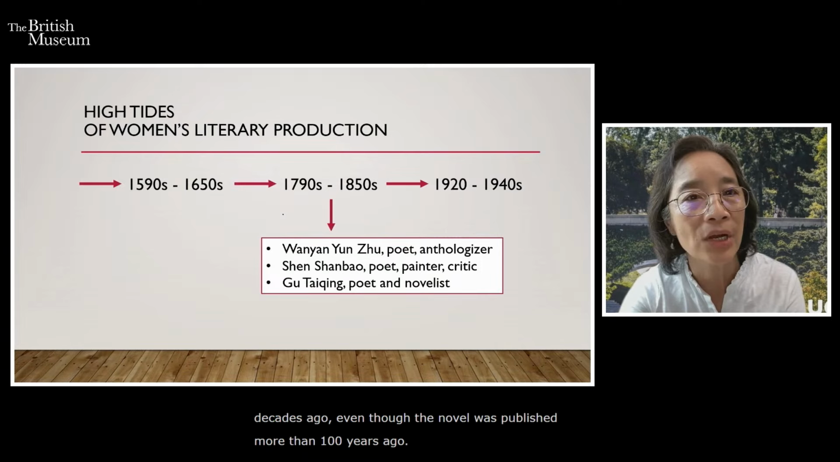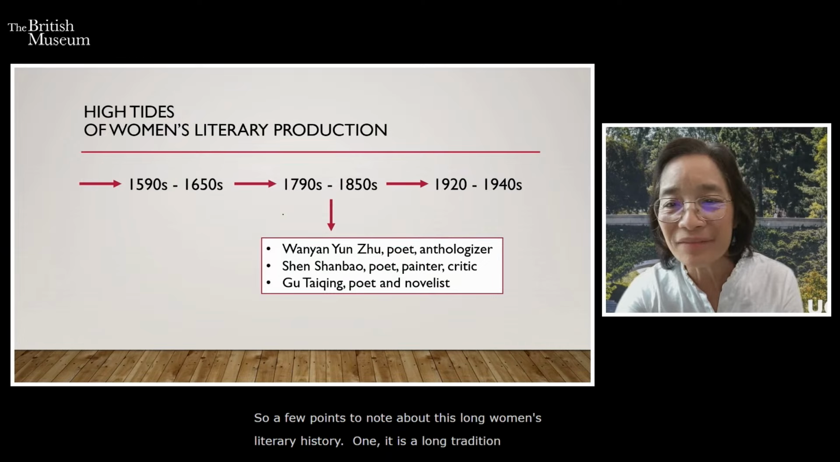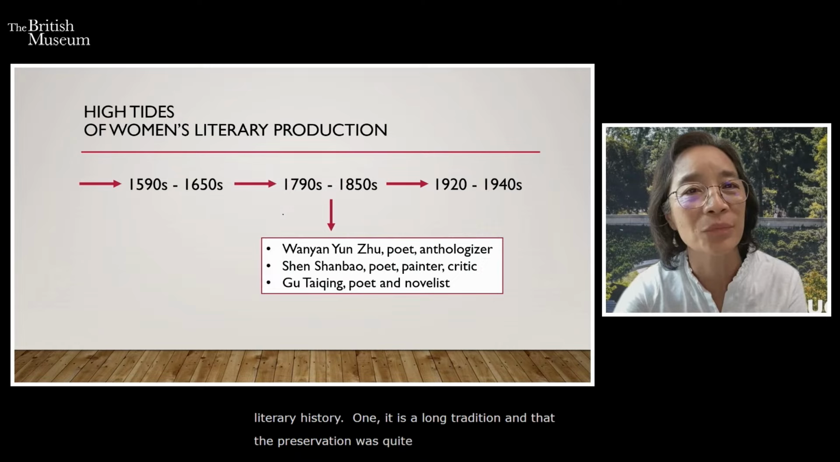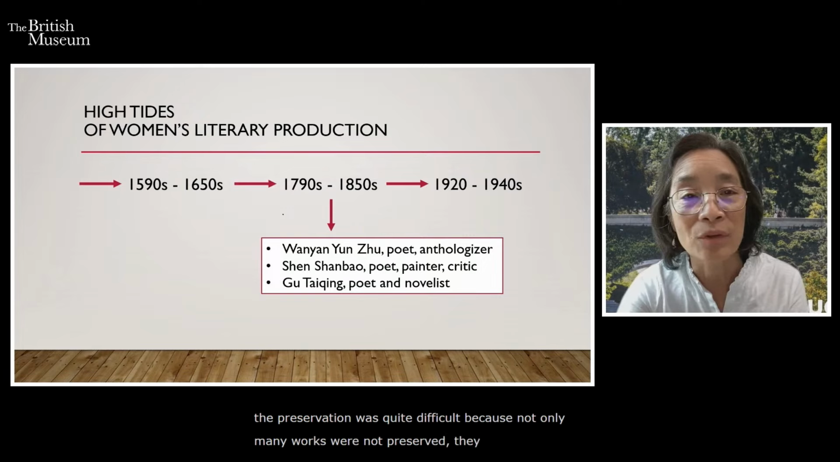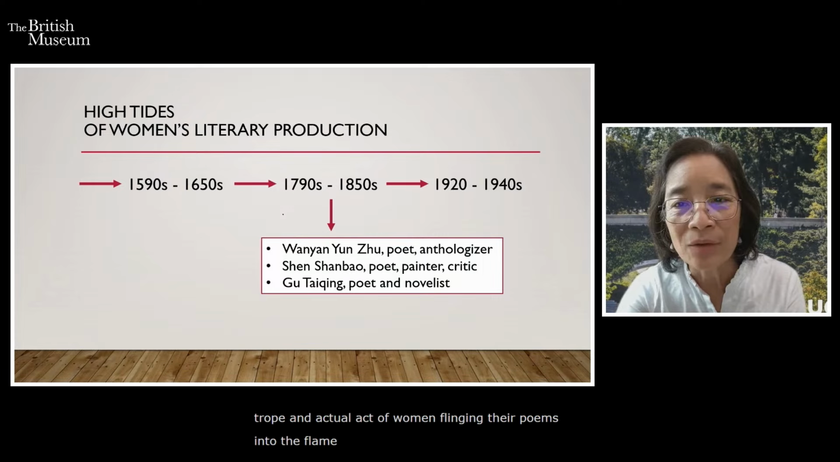So a few points to note about this long women's literature. That one, it is a long tradition, and that the preservation was quite difficult because not only many works were not preserved, they were intentionally destroyed. There was the dramatic trope and actual act of women flinging their poems into the flame. So that what is preserved is probably only a fraction of what was produced.